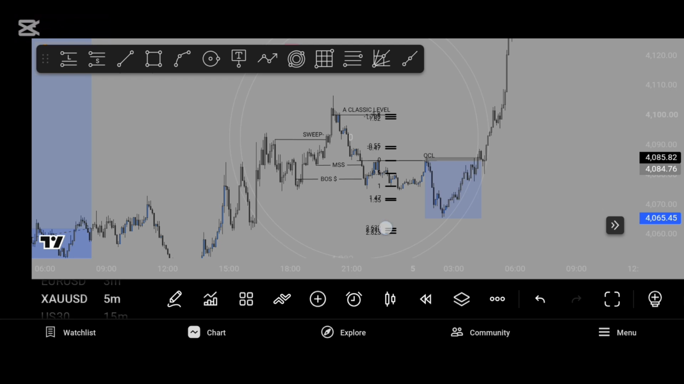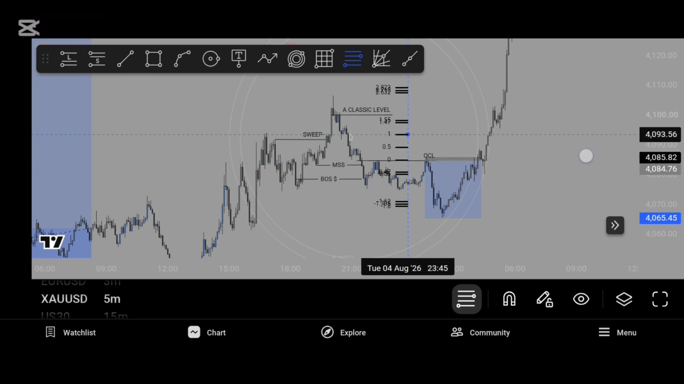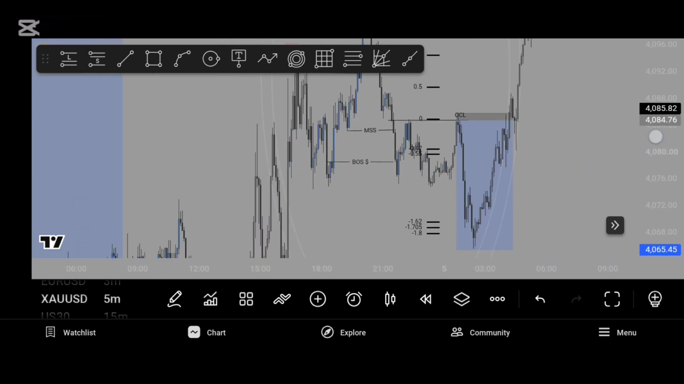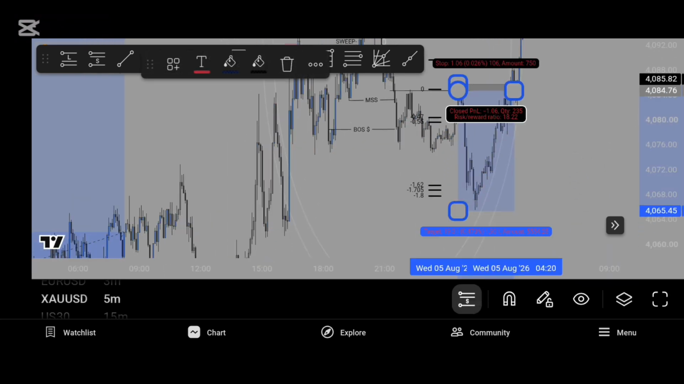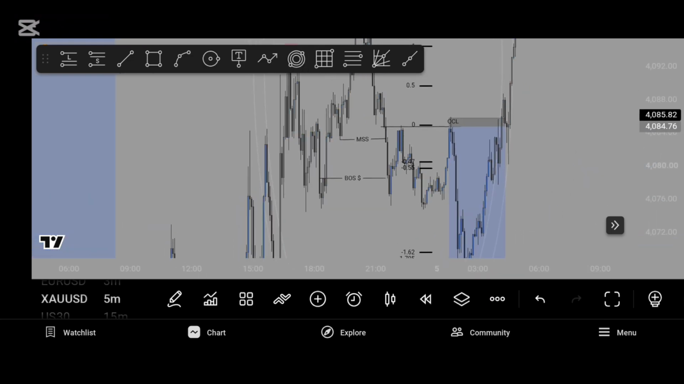Let's remove it, then we just restart it. So from here to that high. Yeah, from there to that high. So that means my TP was somewhere here, and I got stopped out.